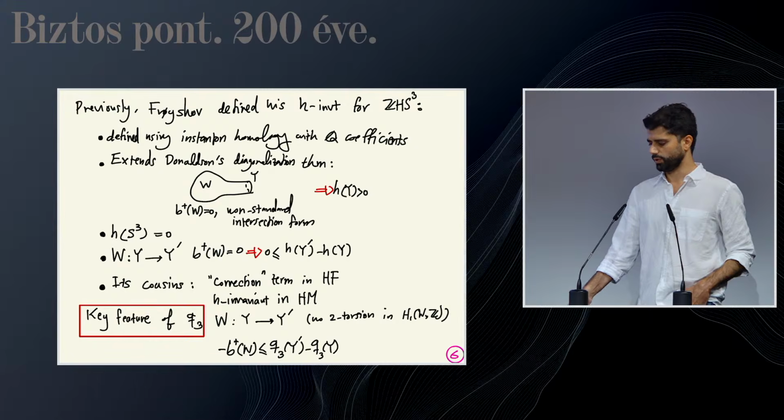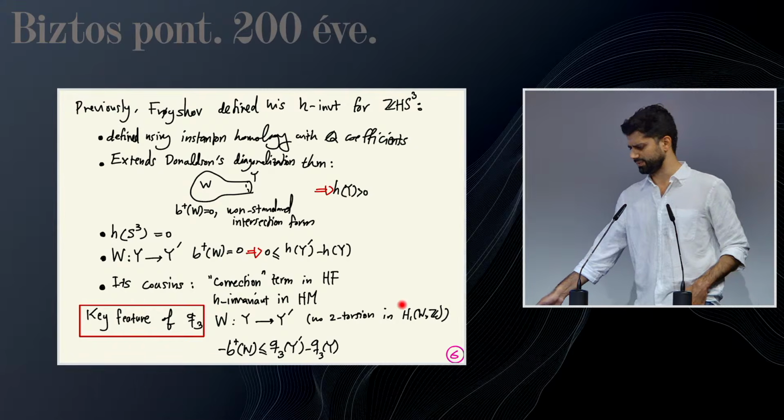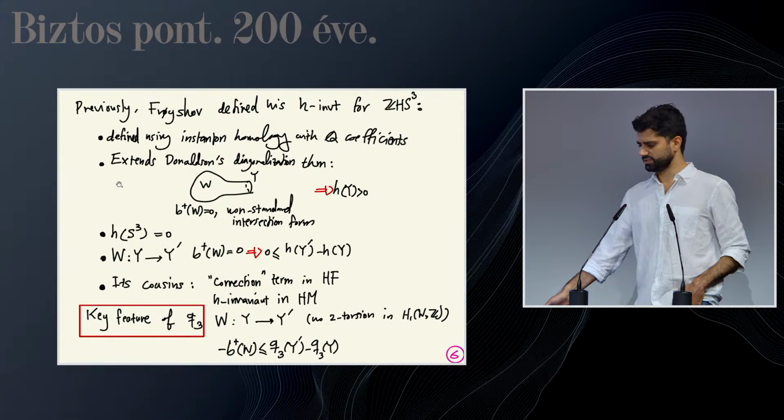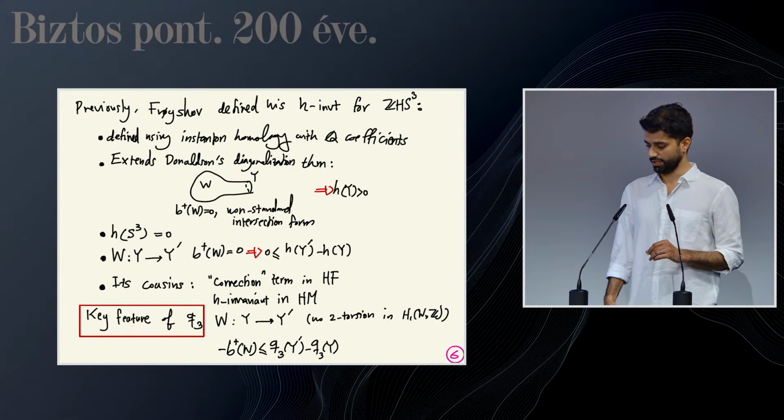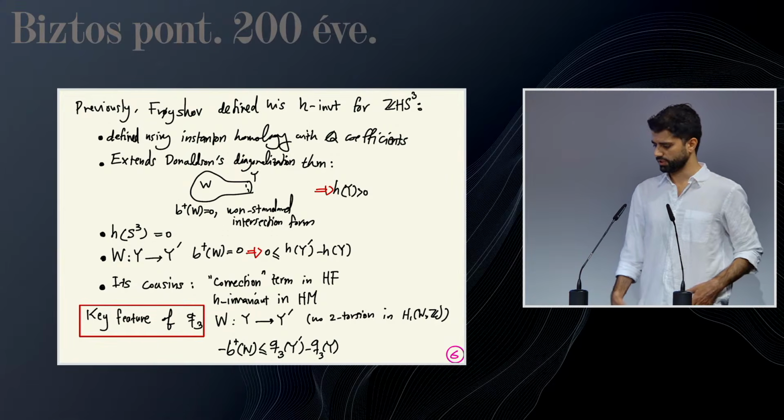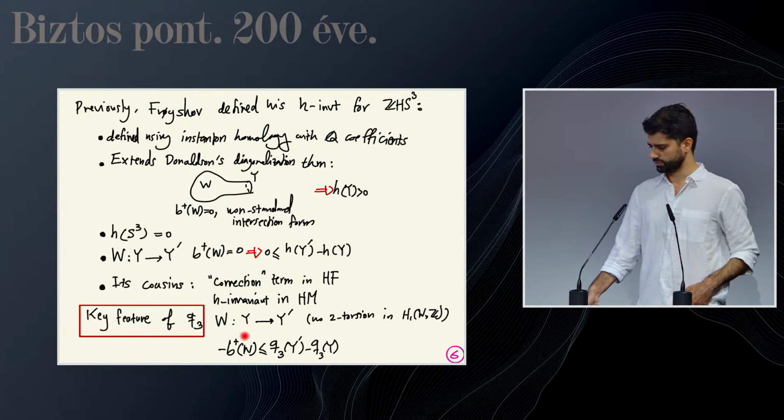And this is the point. I mean, you still need this assumption. Maybe it was in my slide, but I didn't say it out loud, that you still need some assumption on H1. You don't want any two torsion in the first homology of your 3-manifold. But under this assumption on first homology, you get an inequality like this.